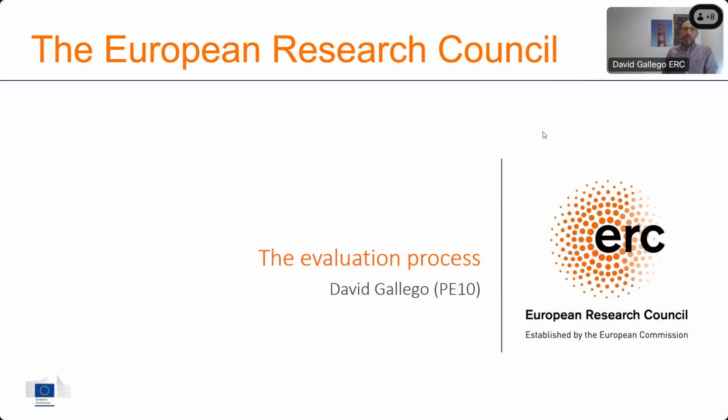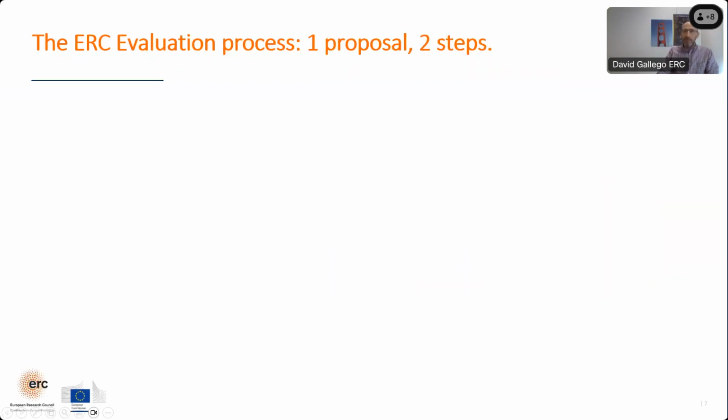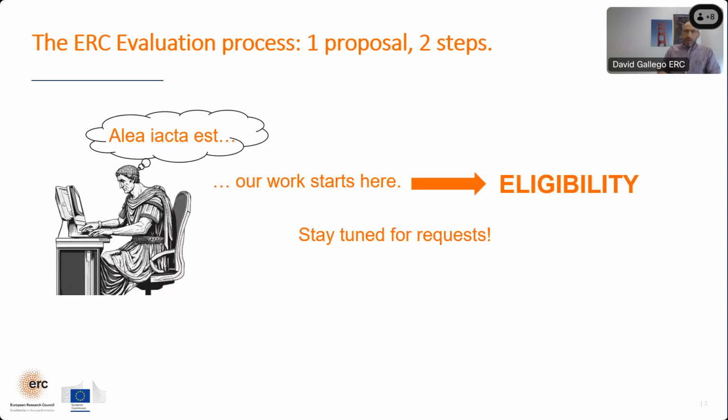Okay, so I will move to the next step, which is the evaluation process. As has already been mentioned, the ERC has just one submission, but it's actually a two-step evaluation. You submit all the documentation, part B1 and B2, at the same time, but the evaluation takes place in two steps. You prepare all your documents and you press the submit button, and that is when we start to work, as Ina just said.